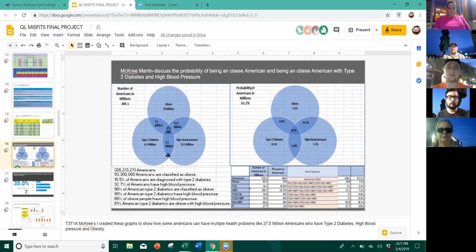McCree, discuss the probability of being an obese American, and being an obese American with type 2 diabetes and high blood pressure, please. All right, Tania. I created these graphs to show how some Americans have multiple health problems. It says there are 27.5 million Americans who have type 2 diabetes, high blood pressure, and obesity. And it's just such a high number for America right now.